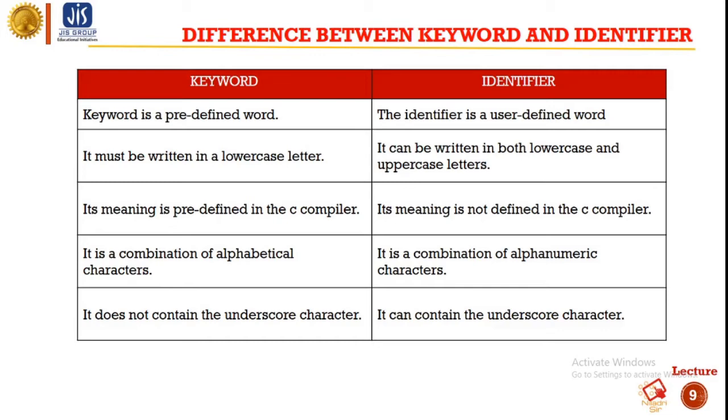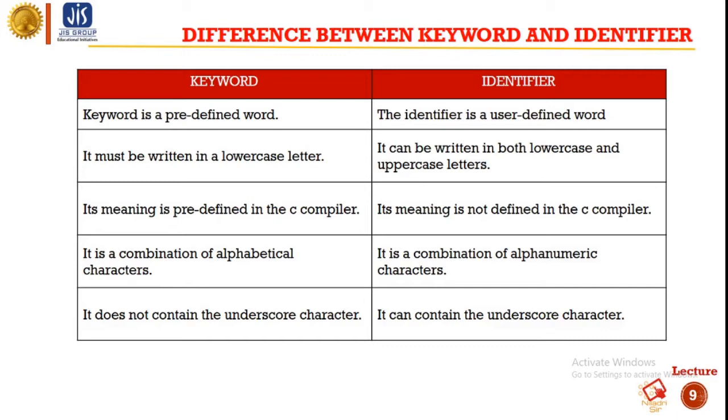Next, what are the differences between keywords and identifiers? A keyword is a predefined word. The meaning of the keyword is already defined in the C compiler, whereas an identifier is a user defined word. So the identifier is defined by the user itself. Keywords must be written in lowercase letters. All the 32 keywords are written in lowercase. But in case of identifiers, it can be in both lowercase and uppercase letters.